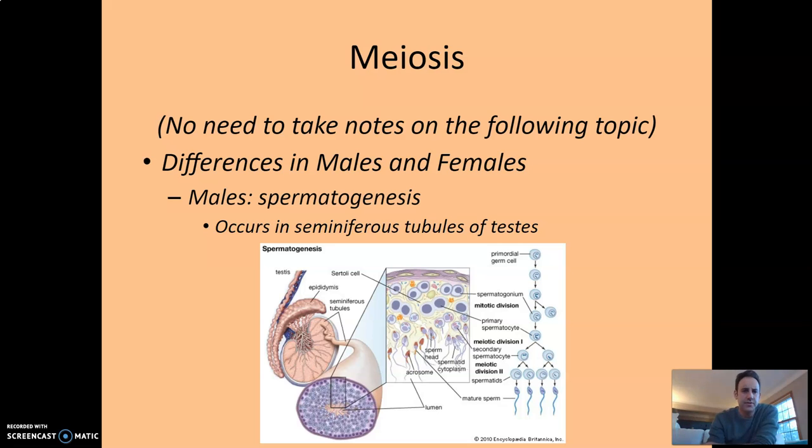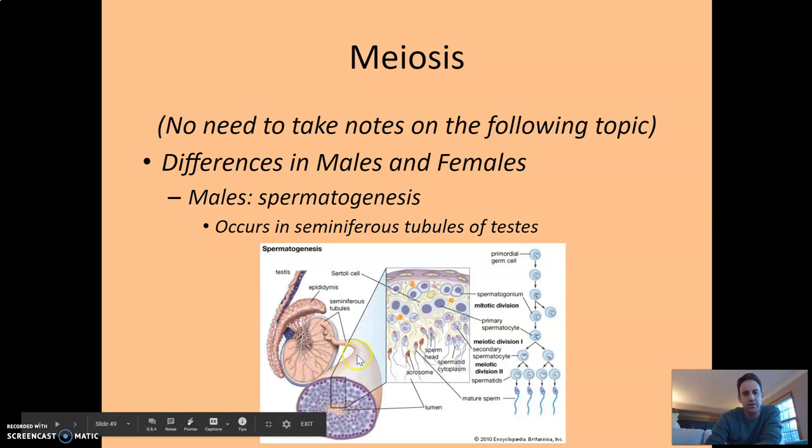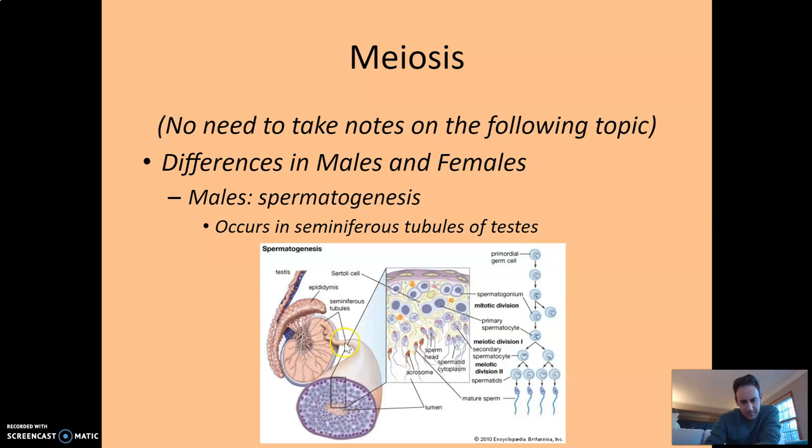So males, as you know, and you don't need to take notes on this, it's just kind of interesting. I'm sure you're all going to fast forward through it, but I'm going to say it anyway. So in males, the process of meiosis happens as part of what is called spermatogenesis, the production of sperm. And it happens in the testes, specifically in what are called the seminiferous tubules within the testes. So the testes have basically like a quarter mile, I think, worth of tubing coiled up within them.